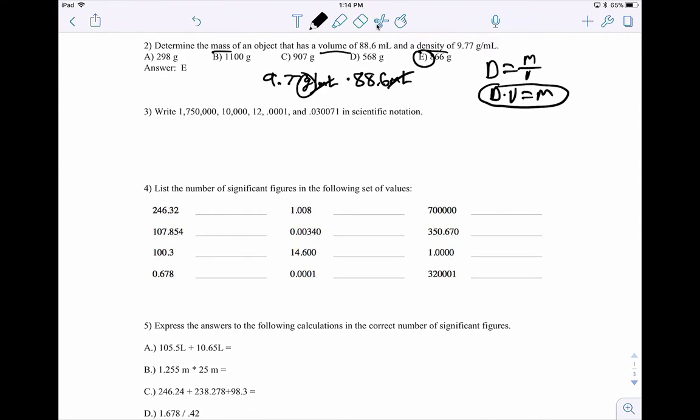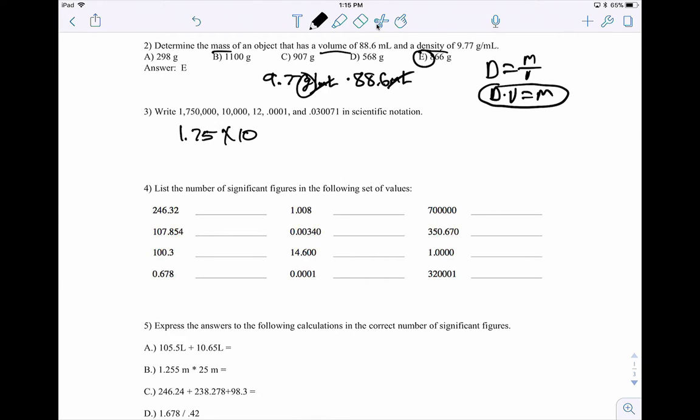Moving forward, now the problem is asking you to write the following numbers in scientific notation. Now, scientific notation is simply a way that you can rewrite numbers and you can get it in an easier to read form. For instance, 1,750,000 is much easier to write as 1.75 times 10 to some power. So the trick is you need to keep all non-zero digits written out. So you have 175, you need to write 1, 7, and 5.